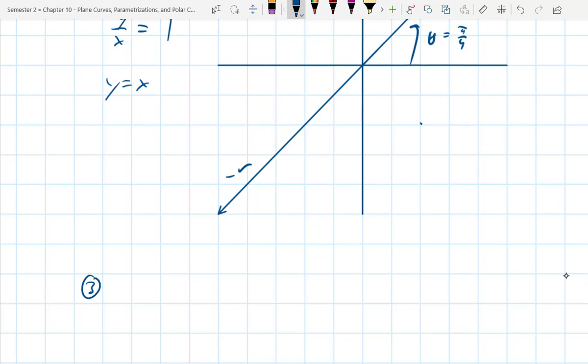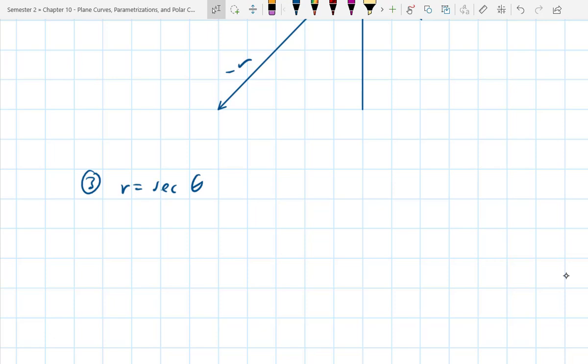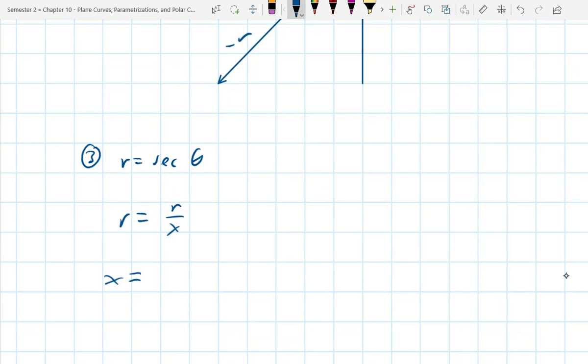Okay, for number 3, let's do r is equal to secant of theta. Anytime you're converting polar into rectangular, you're using every bit that you have to try to get this back into x's and y's only. So secant is just defined as 1 over cosine, which is r over x is what I was going for. And if you multiply both sides by x, you get x is equal to, divide both sides by r, which you can do because r is usually not 0, 1. This is just the line of x is equal to 1.